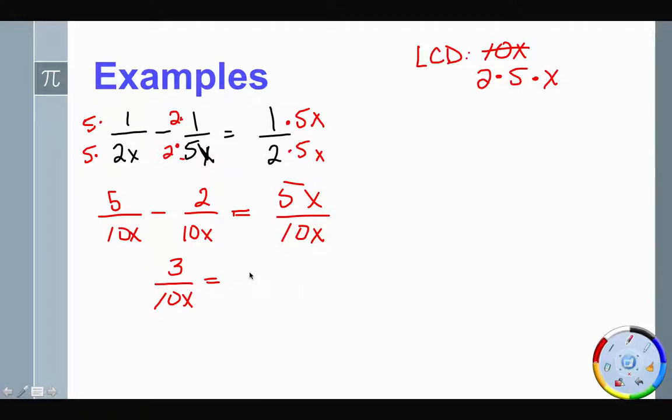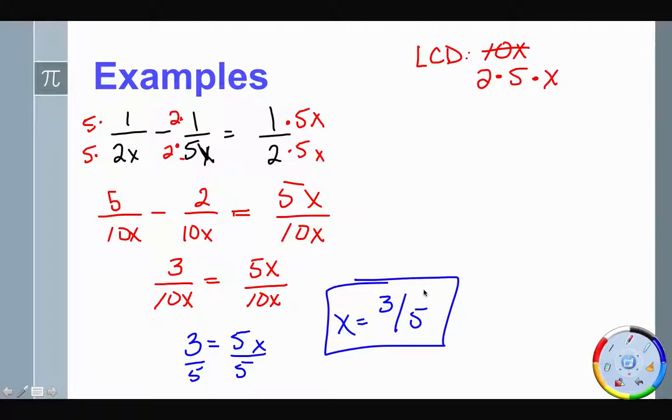And we're going to get 5x over 10x. Sorry about that. And now that they have common denominators, I can set the two numerators equal to each other. So that means that 3 has to equal 5x. And I'm just going to divide by 5, divide by 5. And therefore, x in this case is 3/5. That really is it. It's essentially the same as method 1, just looks a little bit different because we're not canceling the fractions.